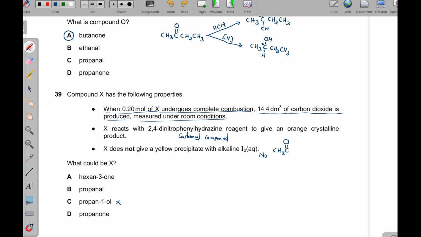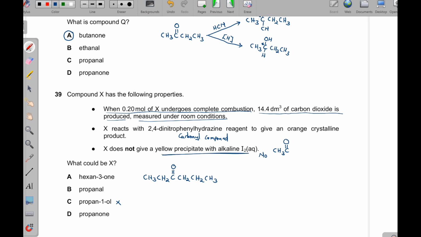Now let's check. Hexan-3-one. This is CH3, CH2, C. Then you put this one here. Then CH2, CH2. How many carbons are there? 1, 2, 3, 4, 5. So we are remaining with a CH3 here.